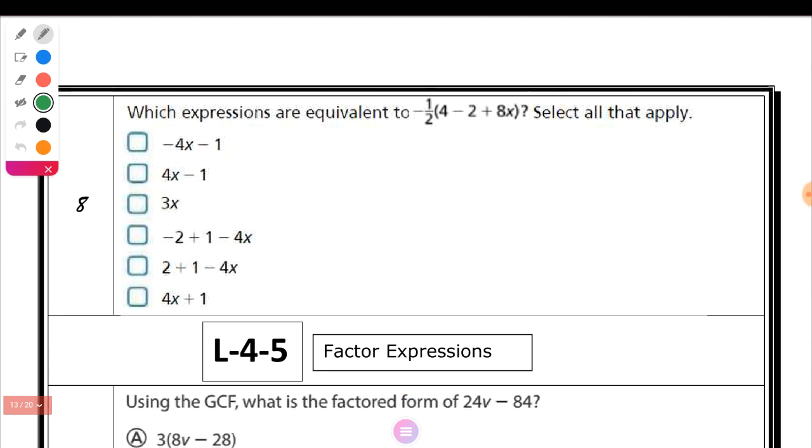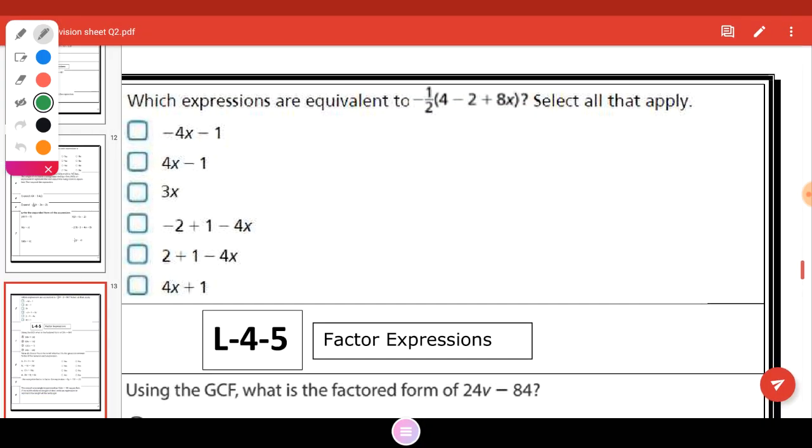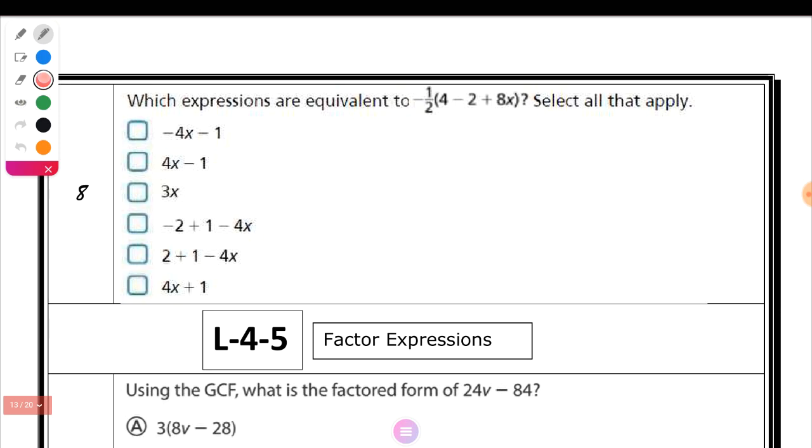Okay, which expression are equivalent to this one? So I will multiply first. Okay, this by this by this, and by the third term. Select all that apply. Let's calculate it first and then see what should we write. Okay, so it will be negative half multiply 4 minus half multiply negative 2, plus negative half multiply 8x.